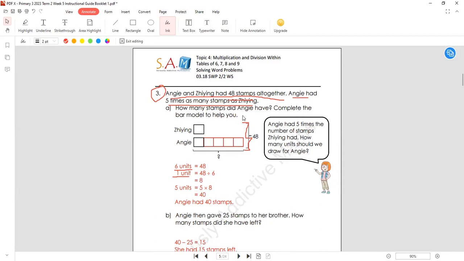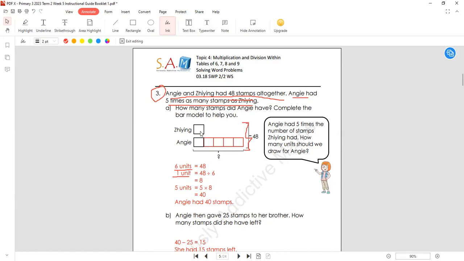So let's look at the question. How many stems did Angie have? Angie has 1, 2, 3, 4, 5 units. So 5 units times 8, because 1 unit equals 8, so equals 40. Angie had 40 stems. Okay, now we might want to make use also of this opportunity to show them. Actually, wait. Yeah, no, I think we better stay focused.